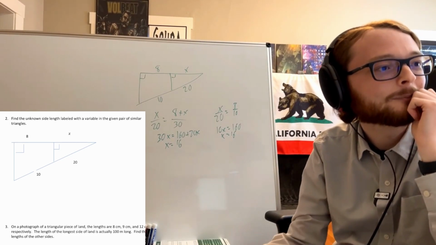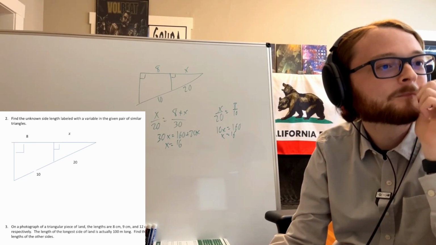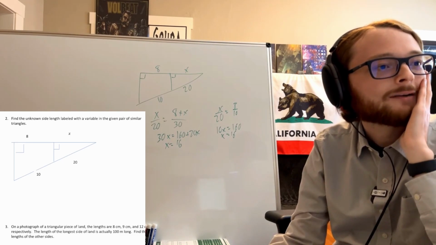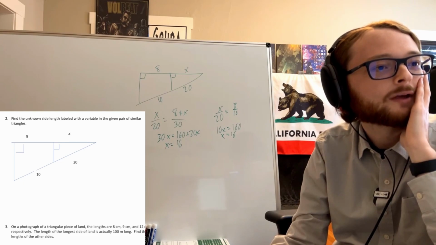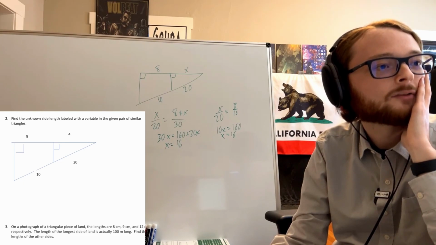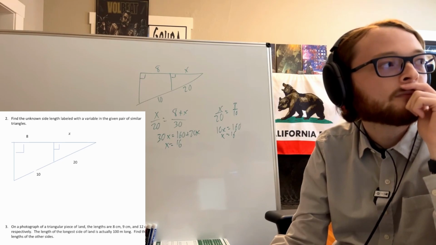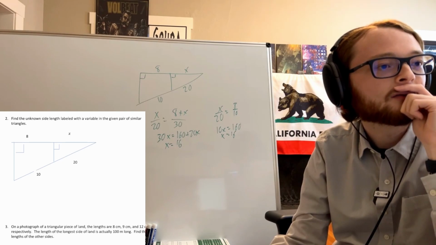Okay, so that was easy enough for part 2. For part 3, on a photograph of a triangular piece of land, the lengths are 8, 9, and 12, respectively. The length of the longest side of land is actually 100 meters long.